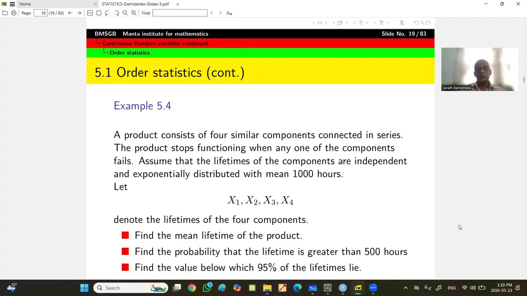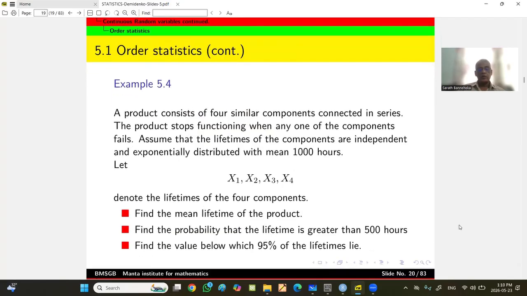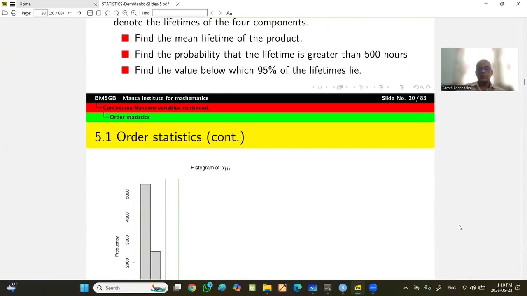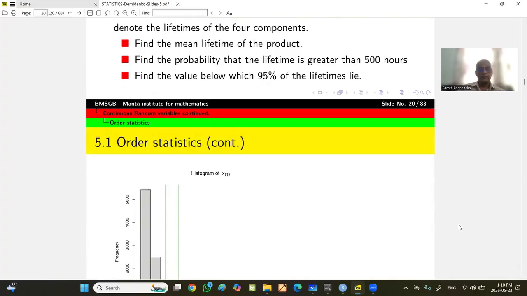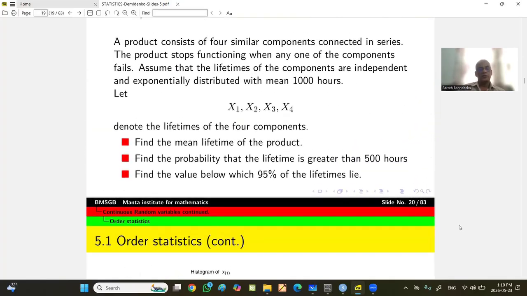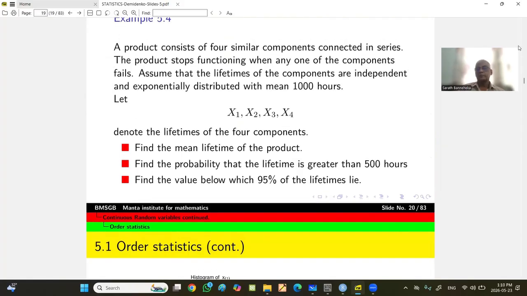We can answer this question theoretically as well as with simulations, but I am going to apply only the simulations at this moment. I will leave the theoretical part for you to do by yourself in the class. So I will discuss this in the next session. Right? So the problem is here.